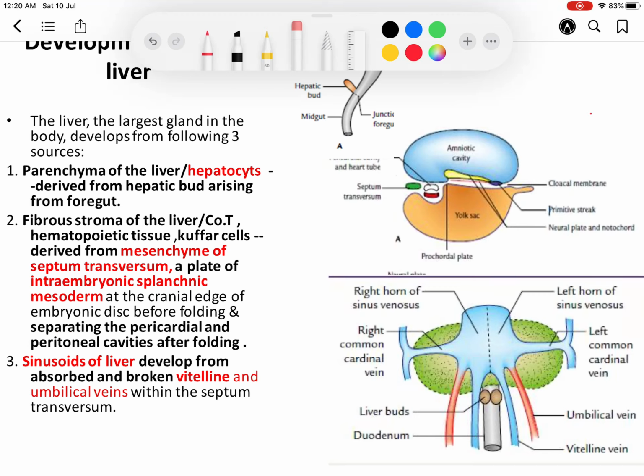The parenchyma of the liver, or the hepatocytes, develops from the endoderm of the foregut. Then the connective tissue stroma and the Kupffer cells arise from the mesoderm of the septum transversum, and the sinusoids of the liver develop from the vitelline and umbilical veins, which are broken up in the septum transversum.